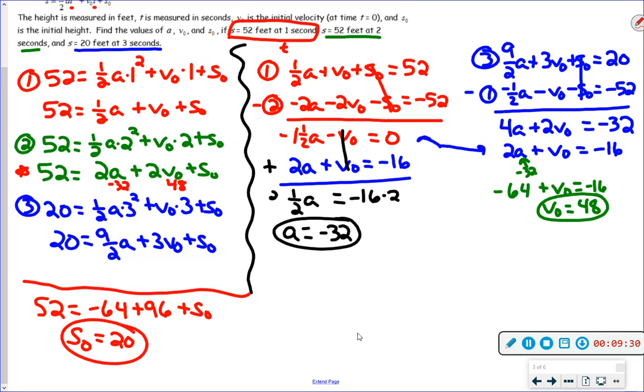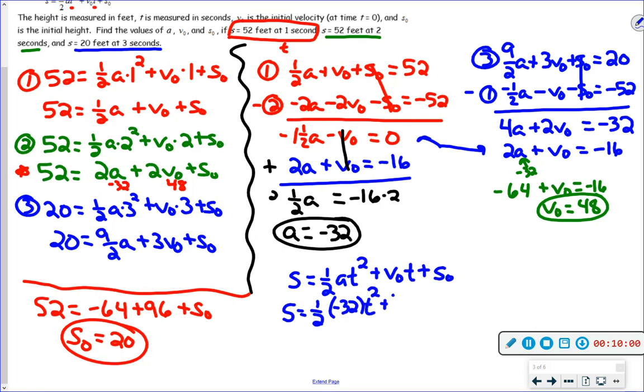Now, one last thing I'm going to do. It says, of course, to find the variables, and then, of course, more work. It wants the equation, the final answer, the equation. So we're working off this original one at the top. I'm just going to jot it down so it's on our screen here. S0. Okay, so we know A now. So I'm going to replace A with negative 32. V0 was our 48, S0 was our 20. And then I'm just going to simplify this, circle it, and finally be done. Okay, half of negative 32, of course, let's make that negative 16.